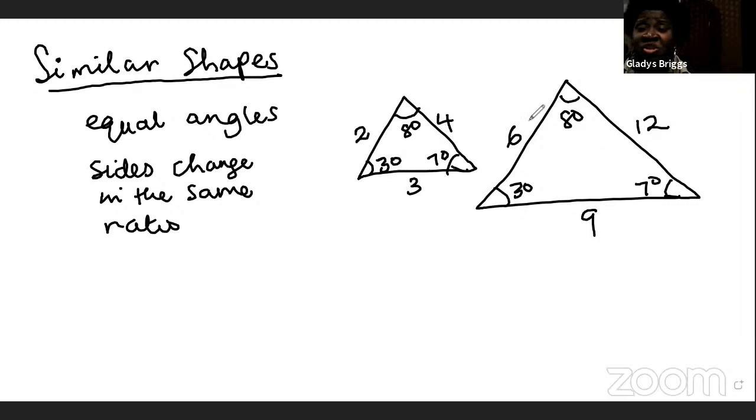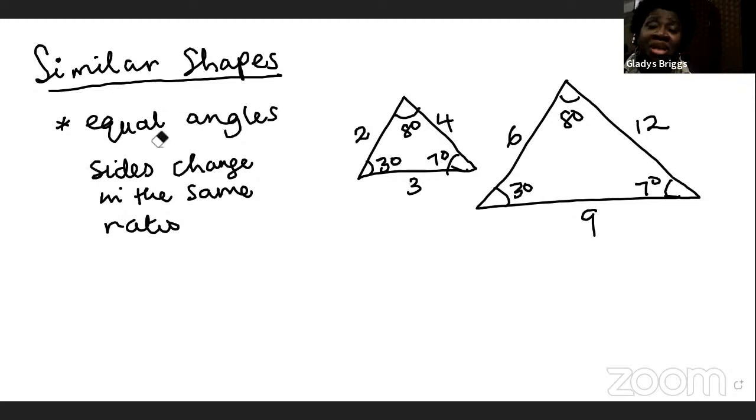You notice that the ratios are the same, it's increasing. This triangle is times 3 of this one. So 2 times 3 is 6, 3 times 3 is 9, and 4 times 3 is 12. All the angles are equal, but the sides are changing in the same ratio. It's times 3 here, times 3 here, and times 3 here. So that's what we mean by similar shapes or similar triangles. I know I'm using triangles, but it can be any shape really.